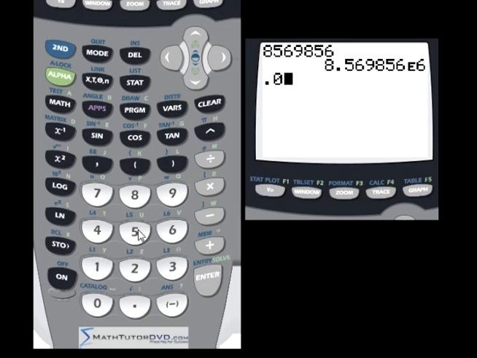So if you put a small decimal in here, something like that, you're only going to see times 10 to the negative 3 or times 10 to the negative 6.